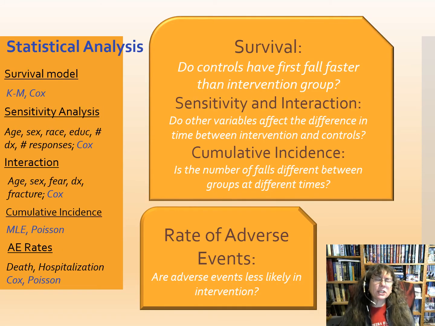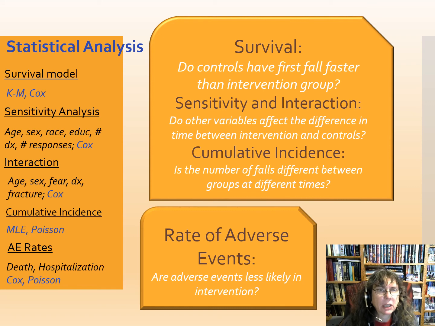So what statistics did they use to answer the questions? First off, the main focus was the survival model. Now, survival doesn't mean death. In this case, survival model means just time to a bad event or a fall. It could be the simple fall or the serious fall. So the question was, do controls have a fall faster than the intervention group? Are the intervention group's falls delayed over time?